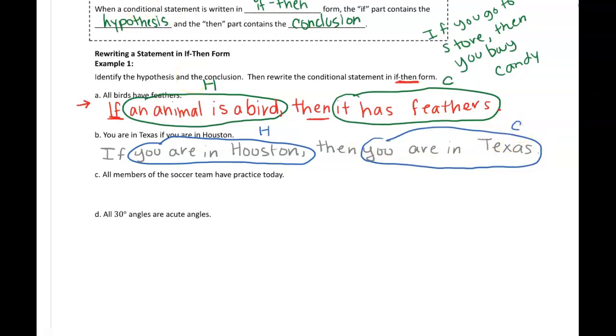Alright, so now that we've done a couple of examples, I want you to pause this video and try to do C and D on your own. Okay, and then when you come back, we will go over it. So pause this now, work on C and D, try to get it on your own, and then we'll go over it.